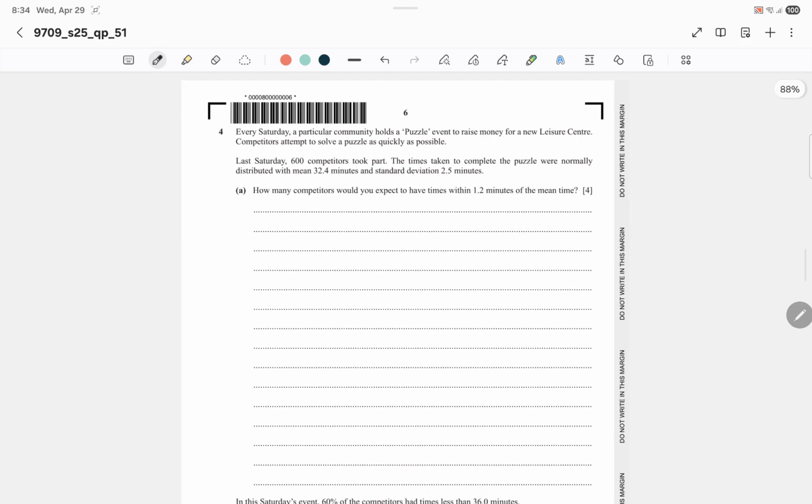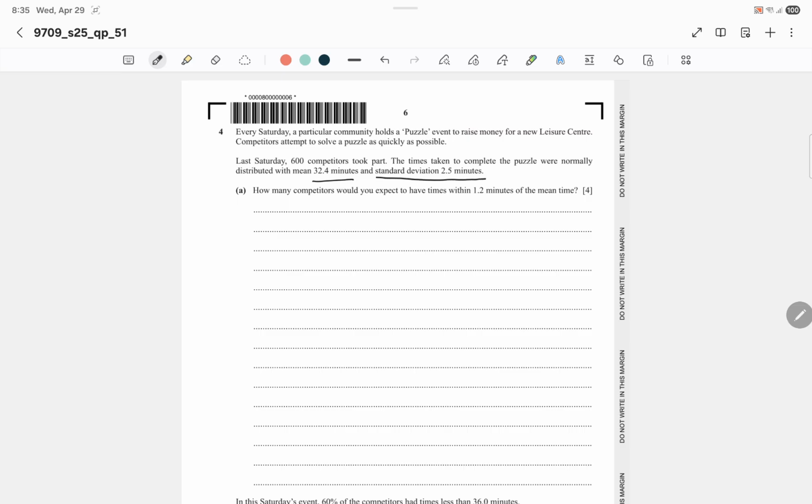Okay, now in question number 4. Every Saturday, a particular community holds a puzzle event to raise money for a new leisure center. Competitors attempt to solve a puzzle as quickly as possible. Last Saturday, 600 competitors took part. The times taken to complete the puzzle were normally distributed with mean 32.4 minutes and standard deviation 2.5 minutes.